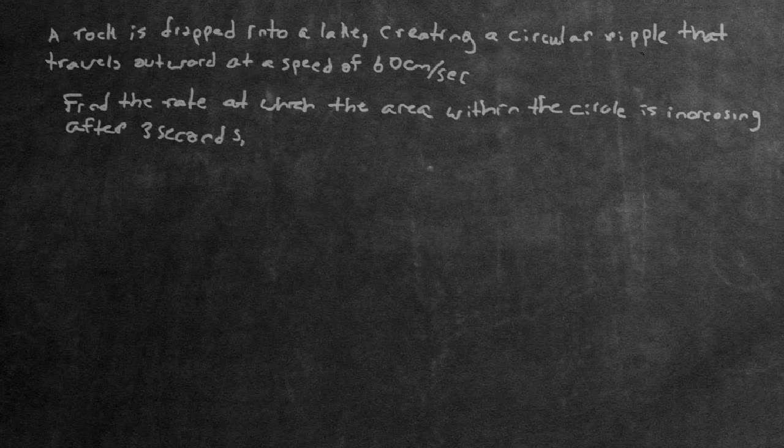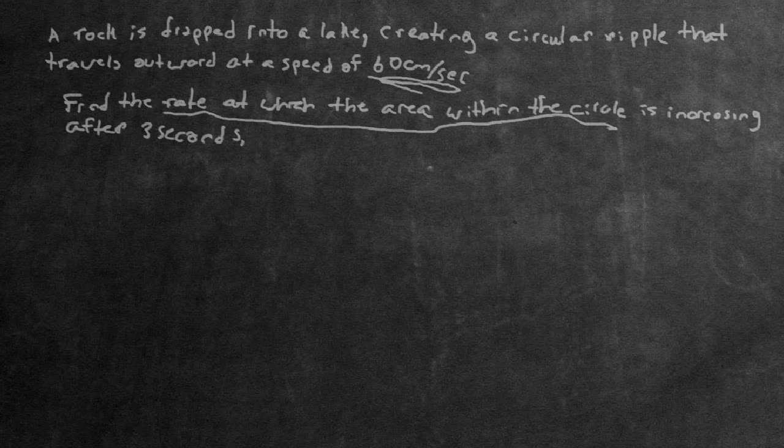So we're given that the ripple is traveling outward at a speed of 60 centimeters a second. So this part is very important. And we want to find the rate at which the area within the circle is increasing. So it's going to be some kind of rate of area for a circle, which means we're going to want to use the formula for a circle, because when you're dealing with derivatives and you want to solve this type of problem, you normally want to find the formula for what you're trying to find. In this case, it's going to be the rate of the area, the change in area for a circle.